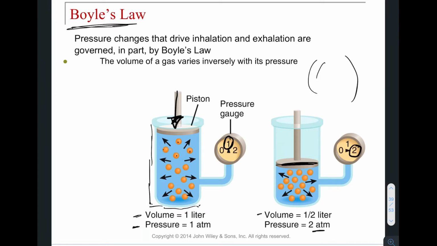And so what you need to think about in this case is your thoracic cavity. Your thoracic cavity, which has the lungs inside of it, will expand during inspiration and will then get smaller during expiration. That's exactly how the air is either forced into the lungs or out of the lungs, using Boyle's law.